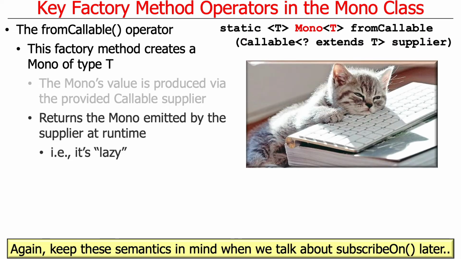The value that's emitted here is returned by the supplier callable at runtime, not at instantiation time or assembly time. It happens at runtime, and so the way to look at that is it's lazy. Remember we talked about how just was eager, which meant it did it earlier. It always called that method to get the result, and that became the value that was emitted by the Mono, and every subscriber gets the same value. Well, in contrast, fromCallable is lazy, and we'll see what that means in a second. But again, keep these semantics in mind when we talk later about the subscribeOn method.